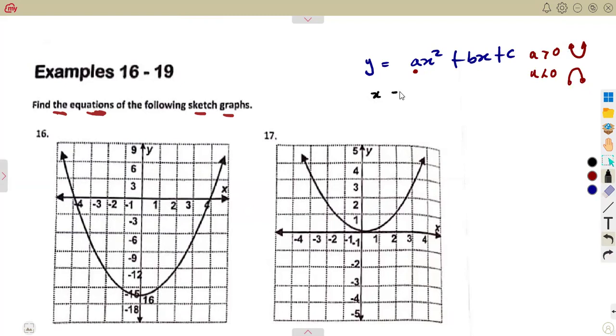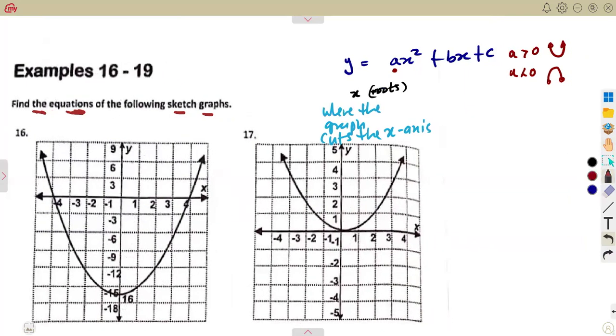The x-intercepts, or the roots. We know these are the x values where the graph cuts the x-axis. We also understand the y-intercept. Remember, the y-intercept is where the graph cuts the y-axis, just like the x-axis.